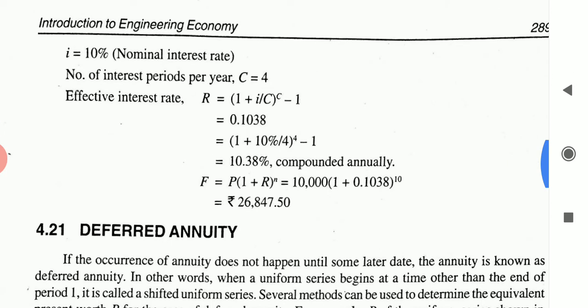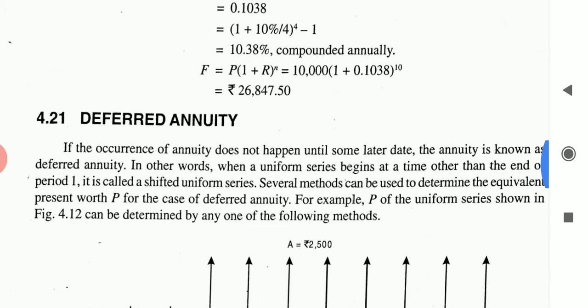By using this formula we will get the R value, and after that we have to calculate the future amount, that is F equal to P times (1 plus I) raised to N, where I is 1 plus R. R we already know, P is the present amount, which we also know, and N is 10 years. By using all these we will get the future amount.